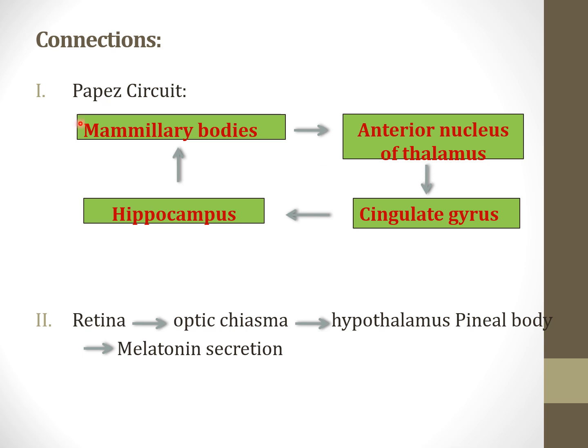Now, mammillary bodies. The mammillary body is a part of the hypothalamus. It is connected to the anterior nucleus of the thalamus, which is connected to the cingulate gyrus. The same is connected to the hypothalamus, and then the hypothalamus goes back to the mammillary body. They send their neurons to these structures and form a circuit.